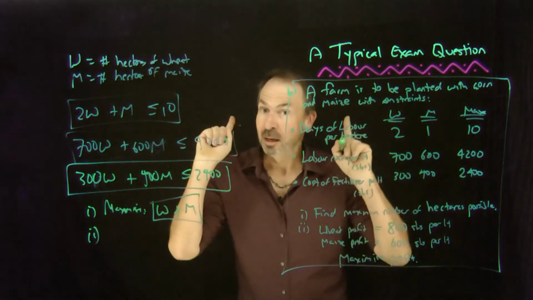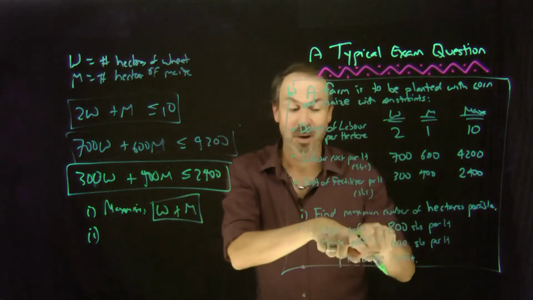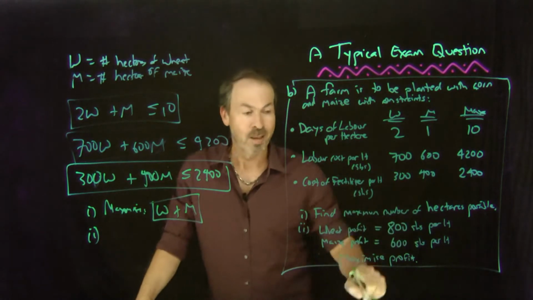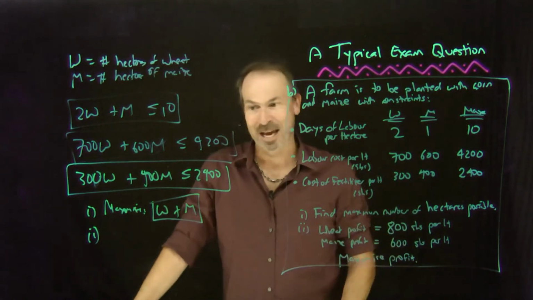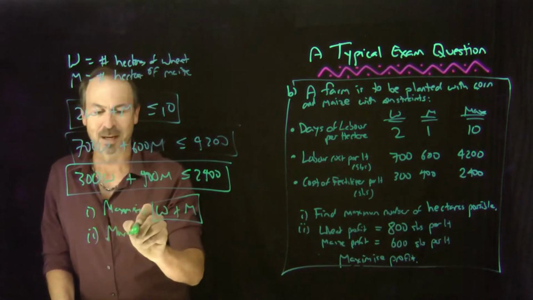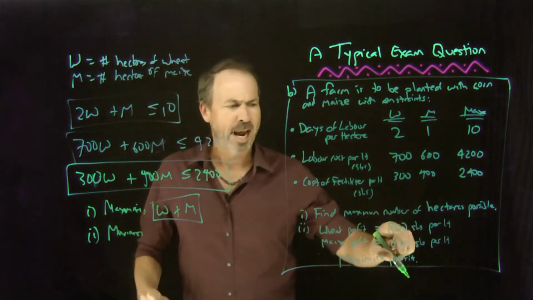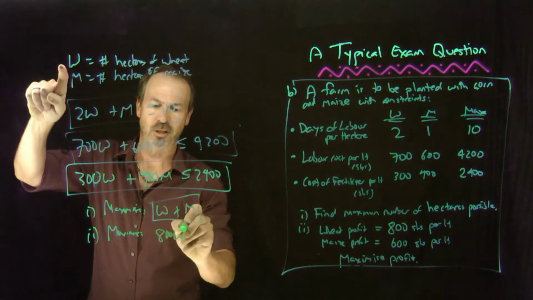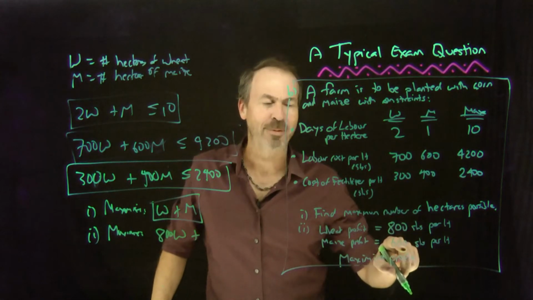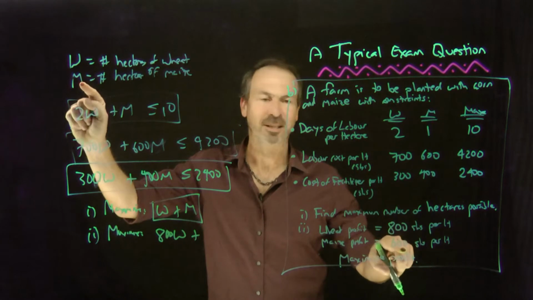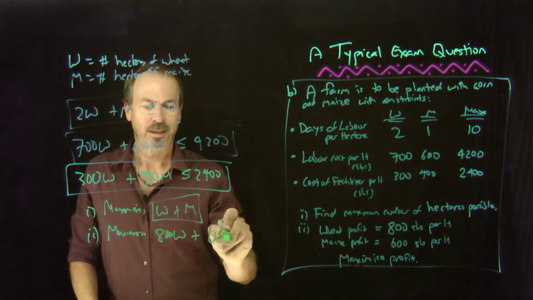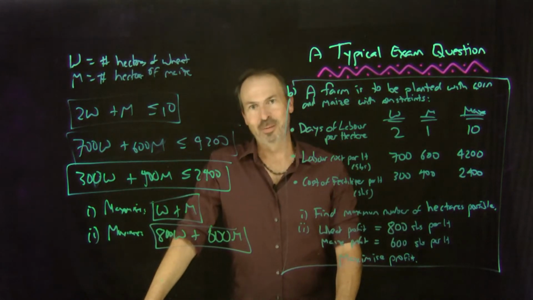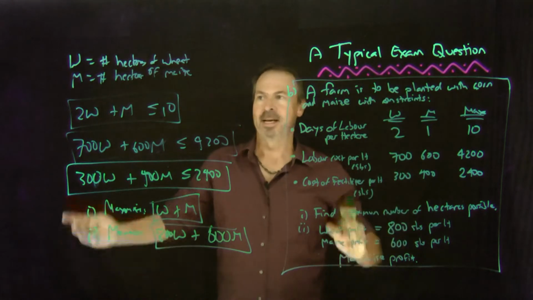In part 2, however, we'll do something different. We want to maximize the profit. And we get 800 shillings of profit for each wheat hectare, and we get 600 shillings of profit for each maize hectare. So in part 2, we want to maximize 1 hectare of wheat, 800 shillings, so W hectares of wheat gives me a profit of 800W, plus 1 hectare of maize gives me 600 shillings of profit, so M hectares of maize gives me 600M shillings of profit. Oh my goodness, so it took me all that time just to translate all that into mathematics.